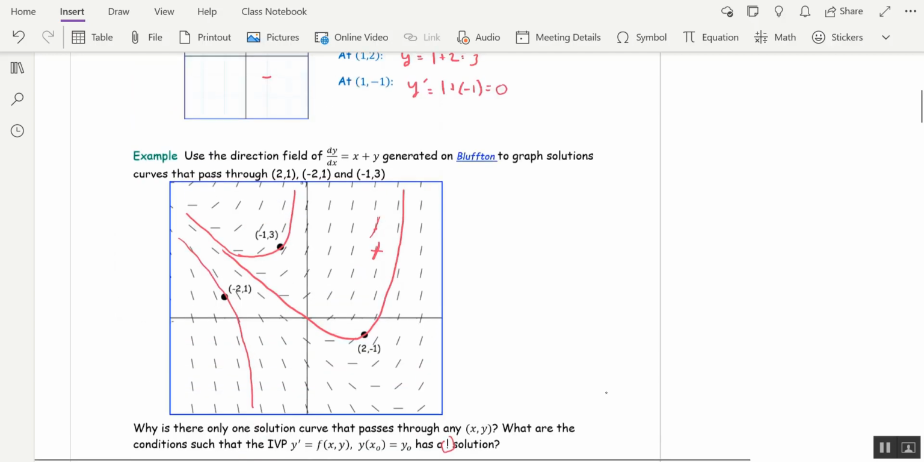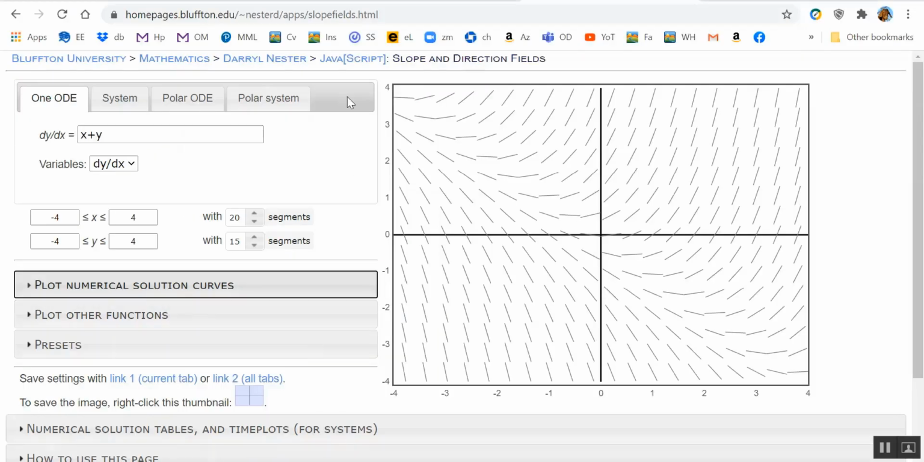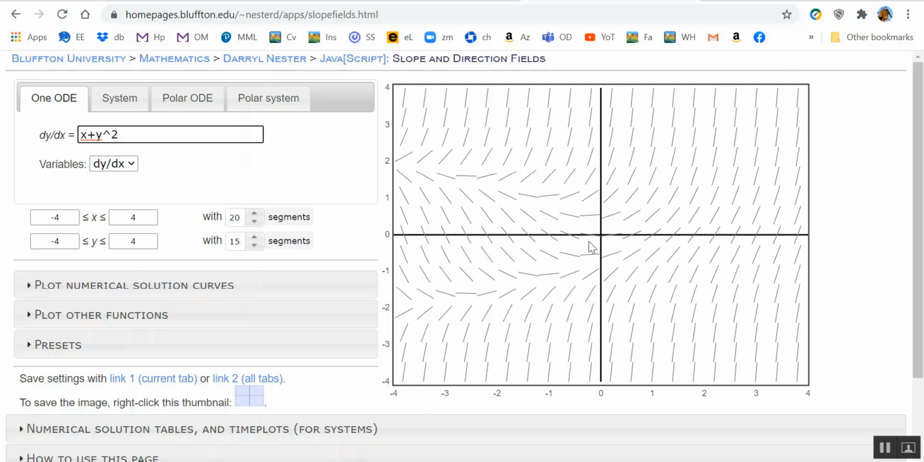So now let me jump to the technology and show you how this works. You don't need the link address. You could just Google Bluffton differential equations and you're going to come up with it. This is what the site looks like. On the first tab, it will say 1 ODE, and that's what you want. And actually, the default equation is x plus y, which is the one we're looking at. But you could change that to y squared, and you can see that the direction field changes. Let me change it back to x plus y.